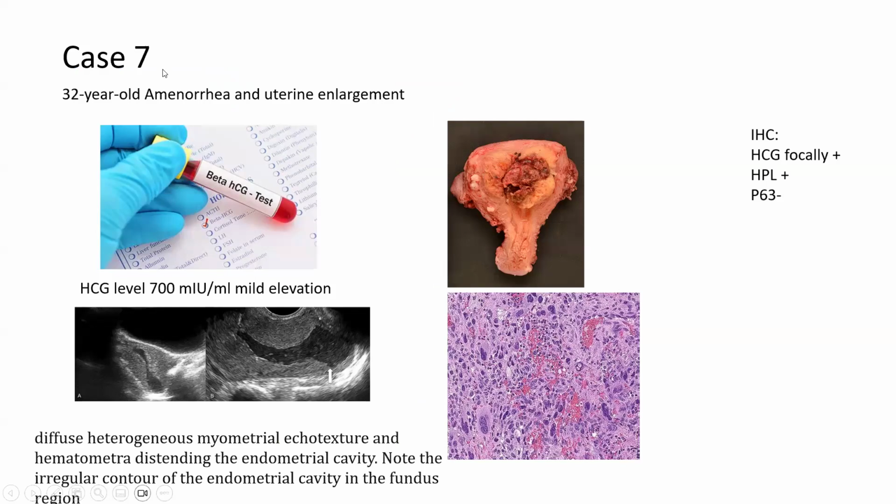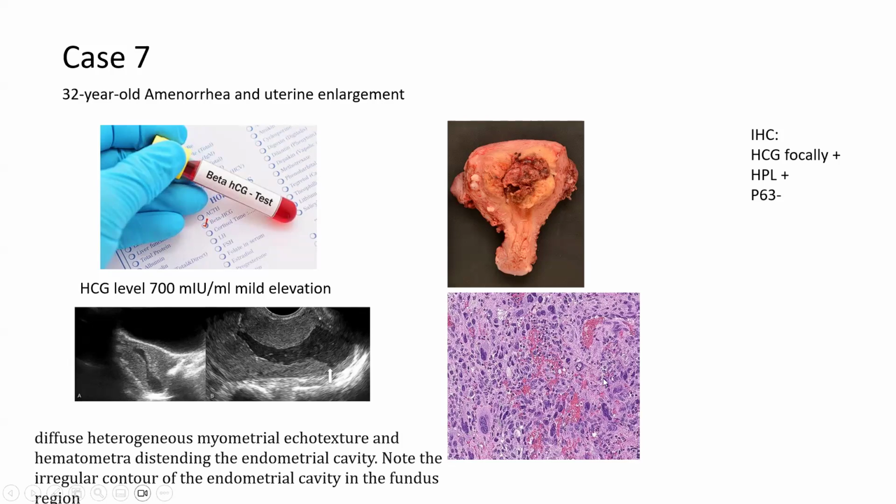Okay. We have case number 7, a 32-year-old female with amenorrhea and uterine enlargement. Her beta HCG was around 700, that's called mild elevation. She had an ultrasound showing an irregular contour of the endometrial cavity together with a heterogeneous myometrial echo texture and hematometra. That's her uterus, and that's her microscopic picture.